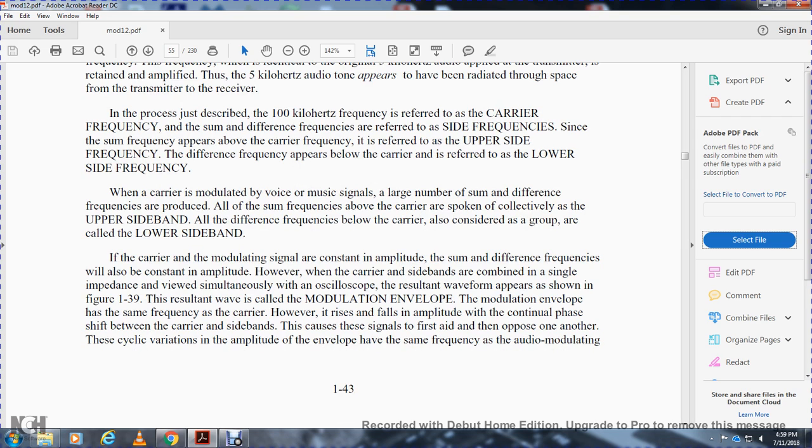If the carrier and the modulating signal are constant amplitude, the sum and difference of the frequencies will also be constant in amplitude. However, when the carrier with the sidebands are combined, the signal can be viewed simultaneously with an oscilloscope. The resultant waveform appears as shown in Figure 139.